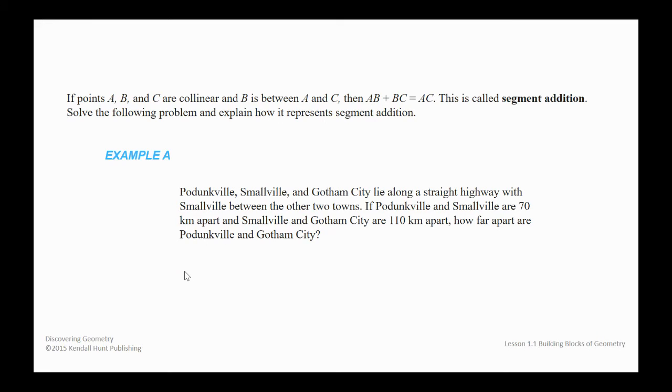Okay, let's take a look at this. This is illustrating the idea of segment addition. So let's see if you can figure this out. We've got Podunkville, Smallville, and Gotham City lying along a straight highway with Smallville between the other two towns. If Podunkville and Smallville are 70 kilometers apart, and Smallville and Gotham City are 110 kilometers apart, how far apart are Podunkville and Gotham City? I'm going to pause the video here, give you a question to answer, and we'll be right back.